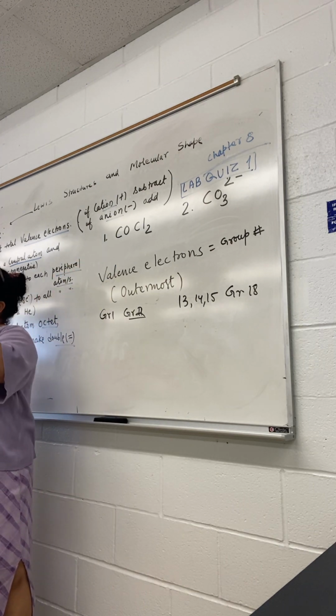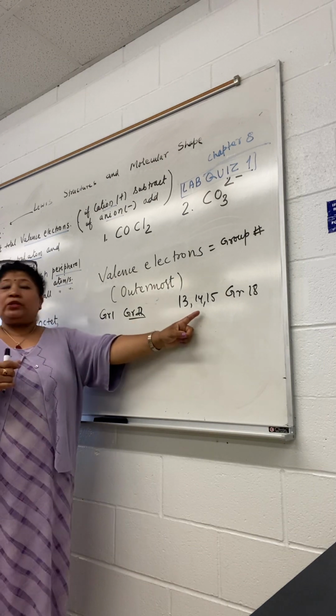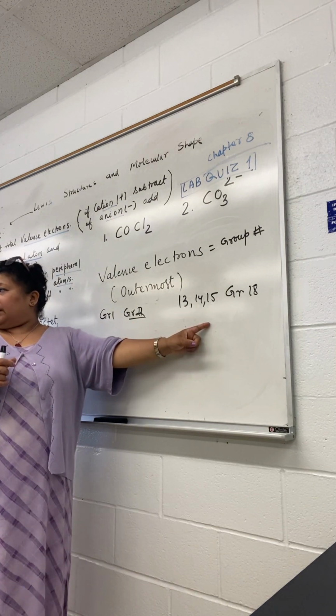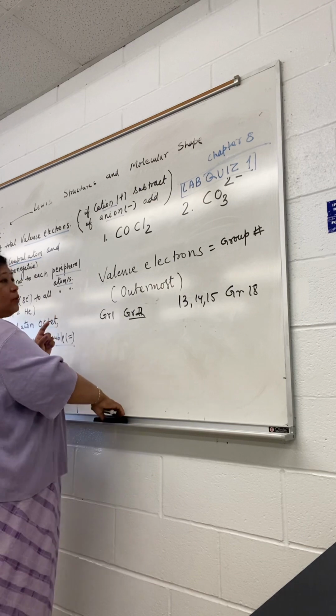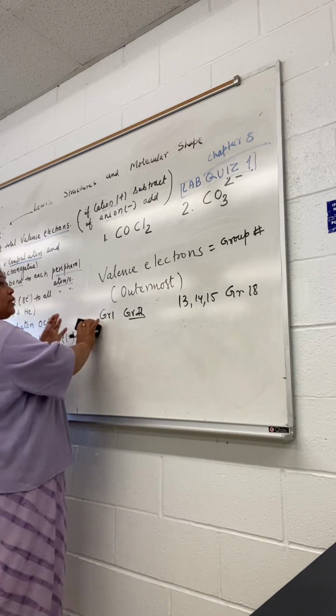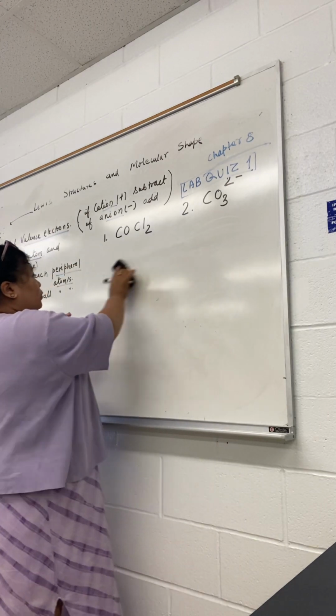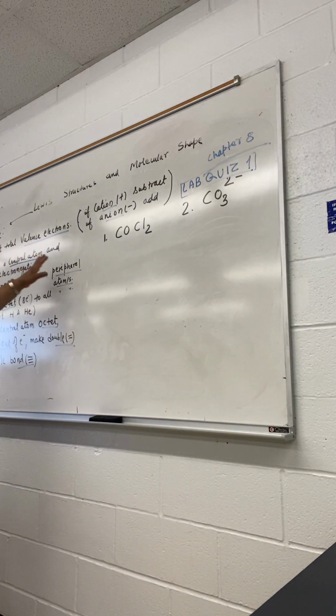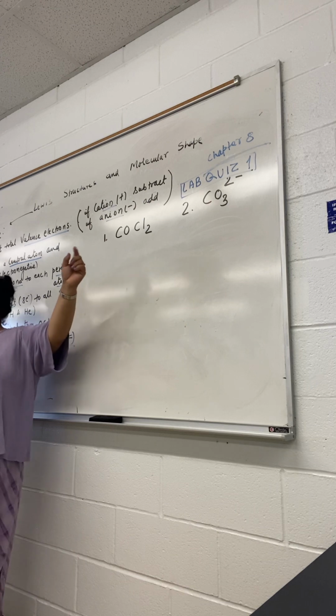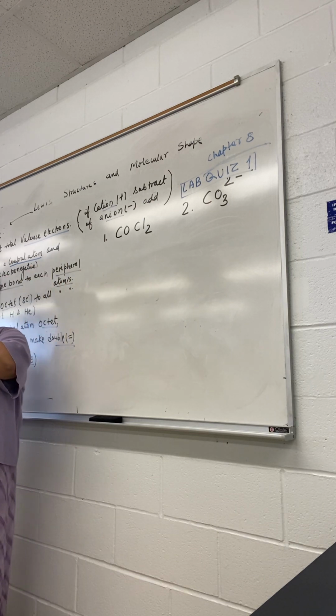You can just look at your periodic table and look for your valence electron. Clear? So everybody understood what a valence electron is, right? Once you have it, now you're going to try how to do it. Now I'm going to give you one of the problems that you have to do in the page.